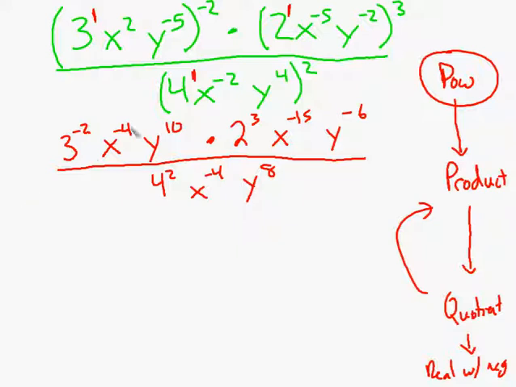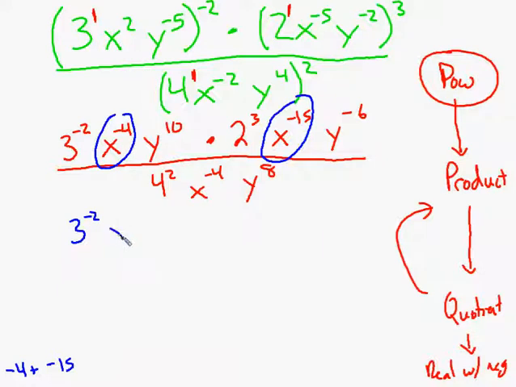Okay. So I see some things in my numerator, don't I? Can I do a product rule in my numerator? Yeah. I can do a product rule with this and this, right? What do I do with those exponents? Add. What is negative 4 plus negative 15? Negative 19. So I have 3 to the negative 2, x to the negative 19.